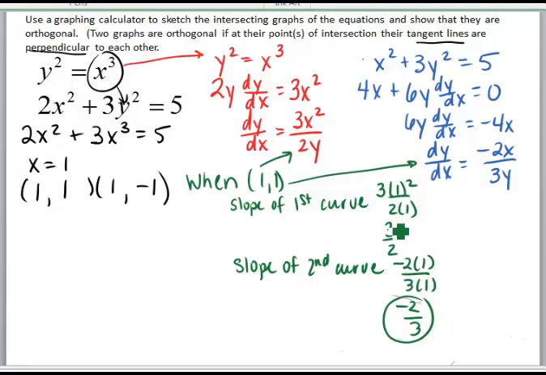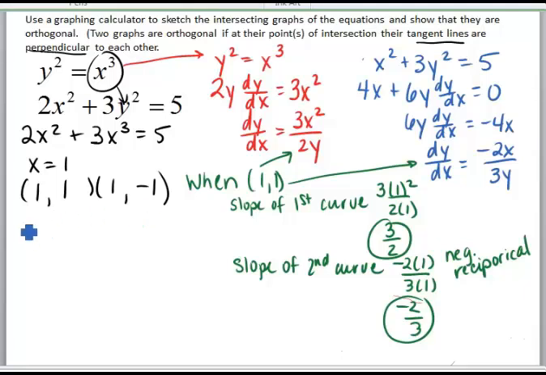Notice how these two slopes are negative reciprocals of each other. And I can now say that these are orthogonal at (1, 1). We only need to check then at (1, negative 1).